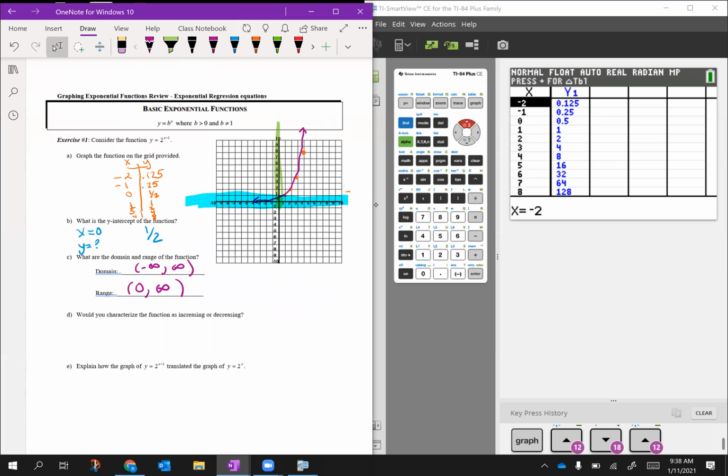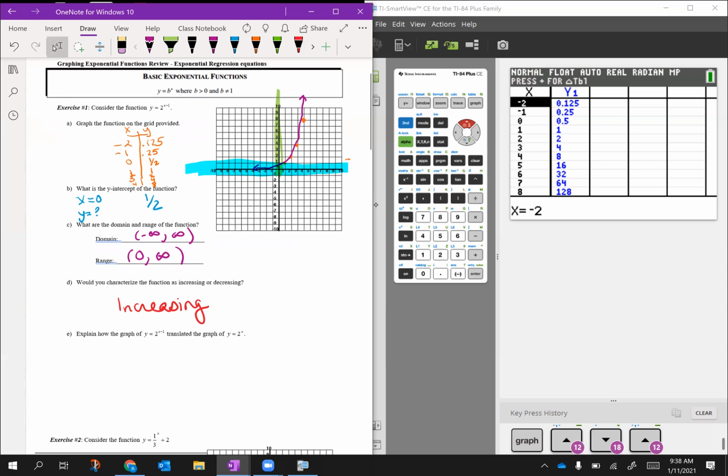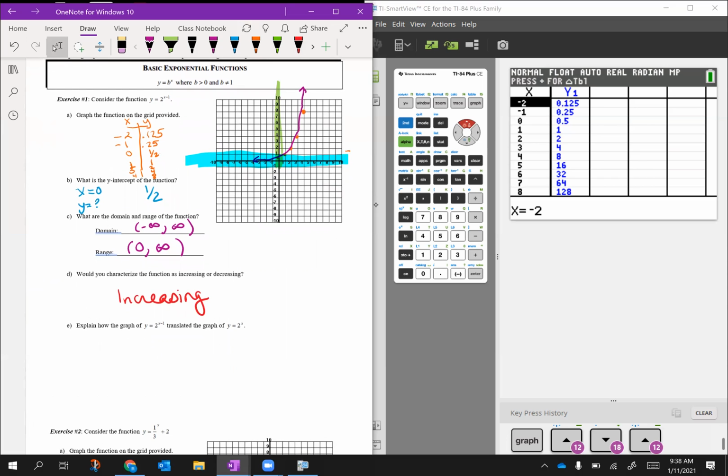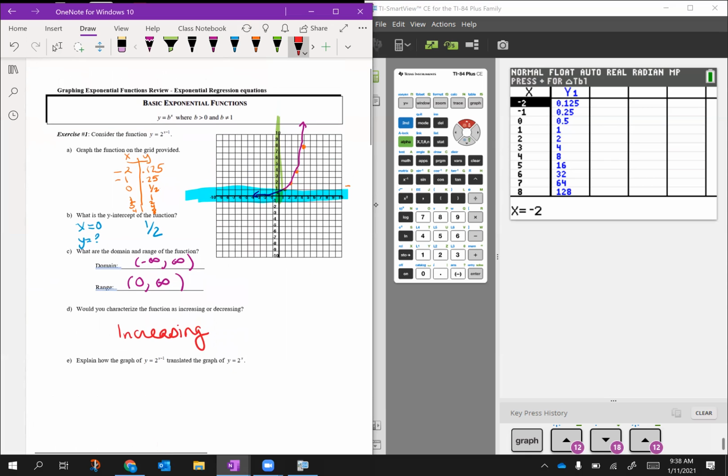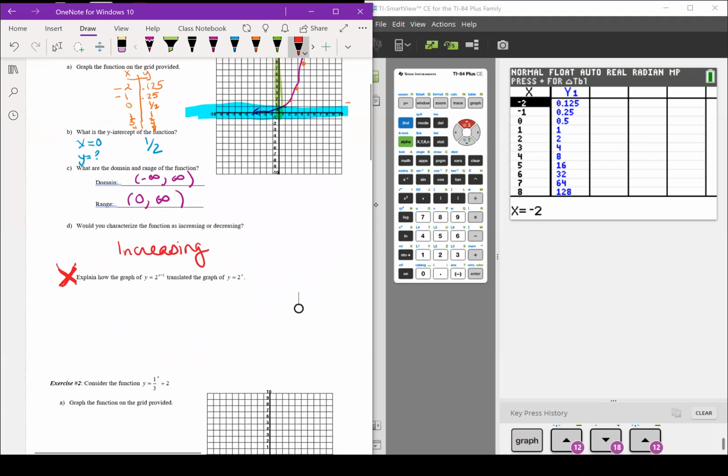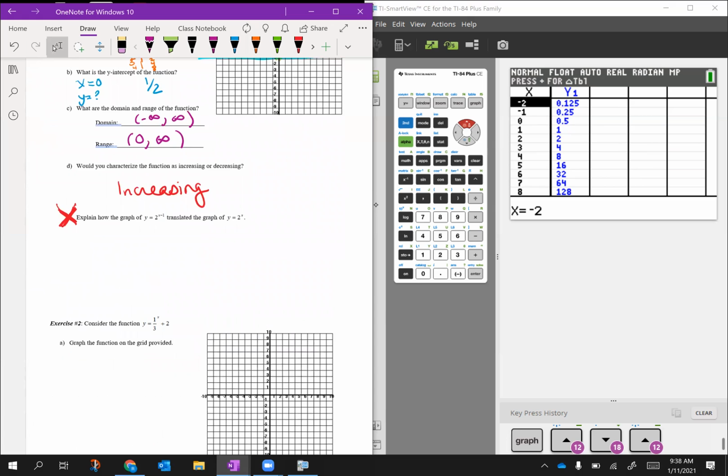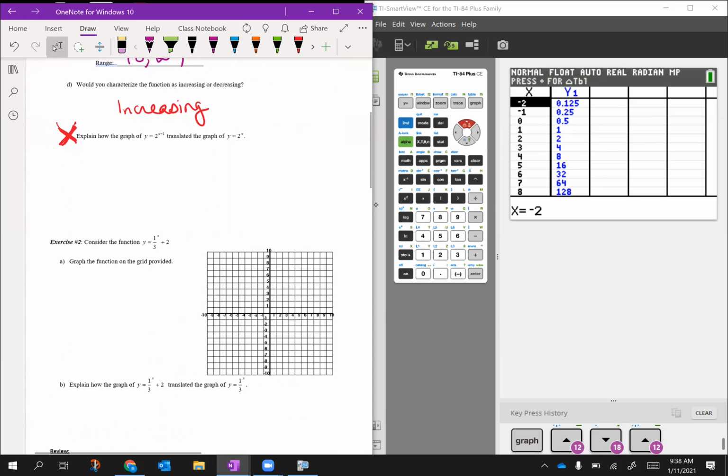Is this graph increasing or decreasing? So what does it look like? It looks like it's going uphill. Do you agree? It's getting higher and higher and higher, so it's increasing. Explain how the graph of y equals 2 to the x minus 1 translated to the graph of 2 to the x. So we're not going to do that one. You could type it into your graphing calculator and see how it moves. But that's a whole unit that we didn't cover right now.